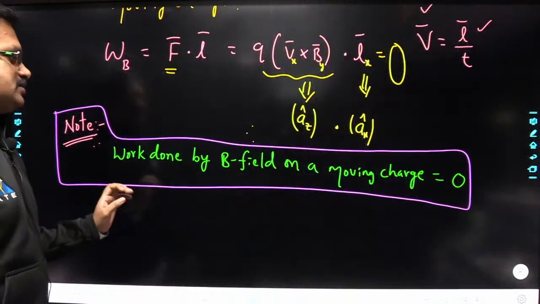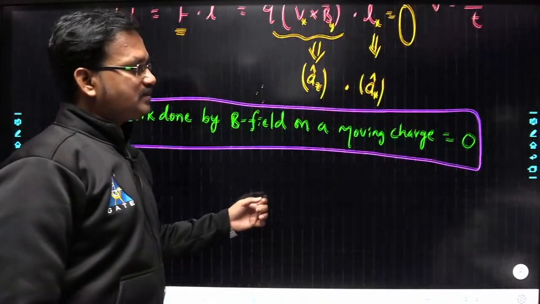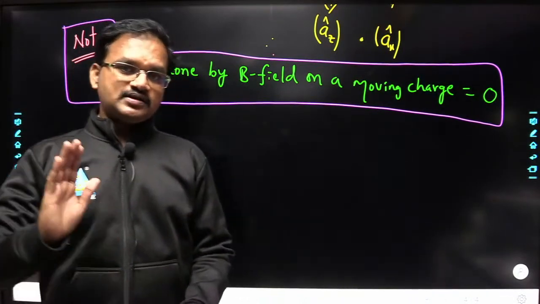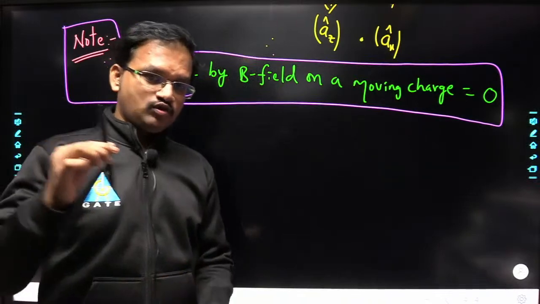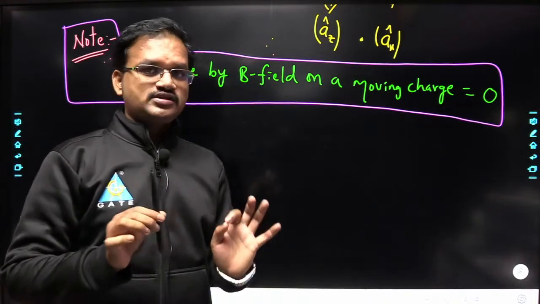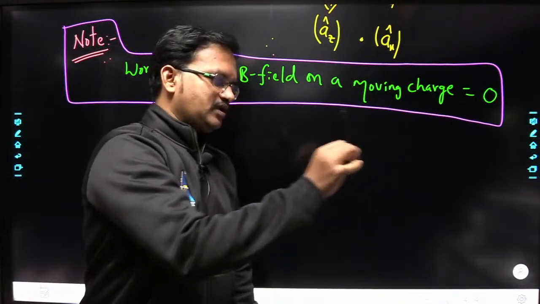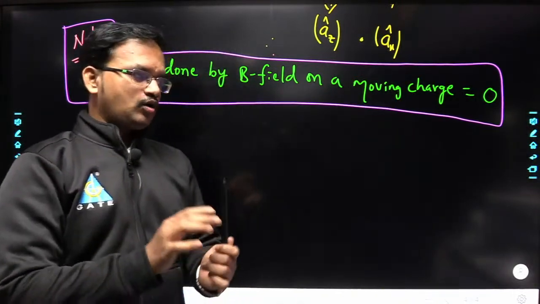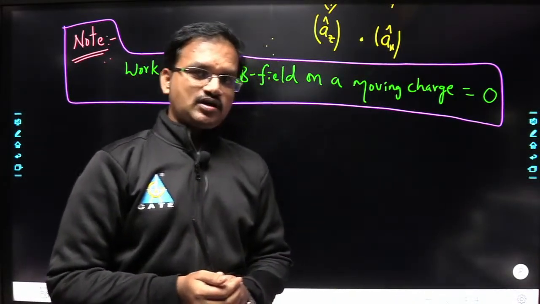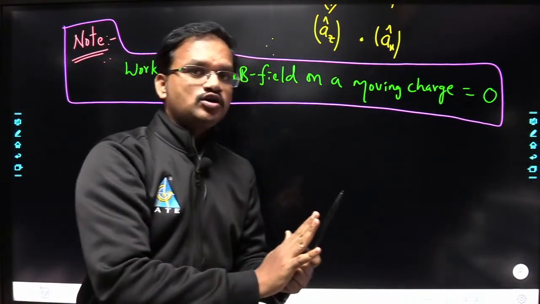See here, work done by the B field on a moving charge is equal to 0. What do you mean by this? Suppose a person is moving with some speed. I am not saying velocity, I am saying speed. So if I apply a force on that person, his speed is going to change or not? Whenever I apply a force on that person, his speed is going to change.